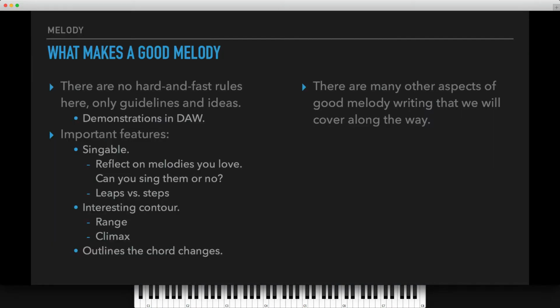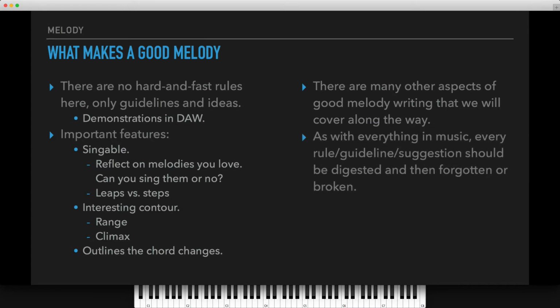So there are many other aspects of good melody writing that we will cover along the way. I can't cover everything in this introductory video, nor should I. A lot of it is context dependent. So as with everything in music, every rule, guideline, suggestion should be digested and then forgotten or broken, meaning we're going to do exercises where we work on this stuff, but then once we've really internalized these ideas, when it comes time to actually write music, we just forget them. I mean, for the most part, not as a bad thing, as a good thing. I don't think about my melodic rules, so to speak, as I'm writing, but they're in me, so it just comes out.